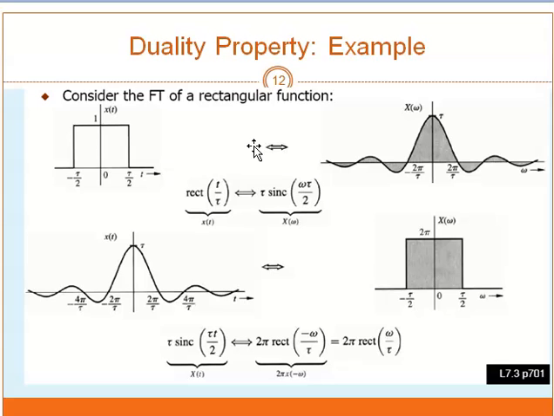Next, we have the duality property. Consider the Fourier transform of a rectangular function. Here, this figure is showing you the signal in time domain, a rectangular function. So if you have rect(t over tau) and you want to transform it into the frequency domain, we use the Fourier transform, it will become tau sinc(omega tau over 2), which is represented by this graph over here. For this one, you just have to follow the table.